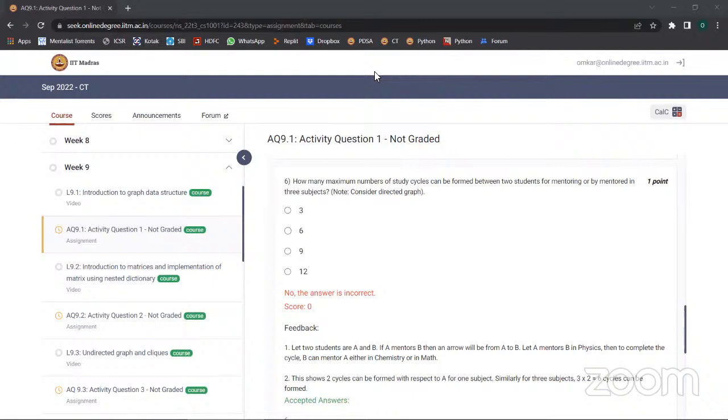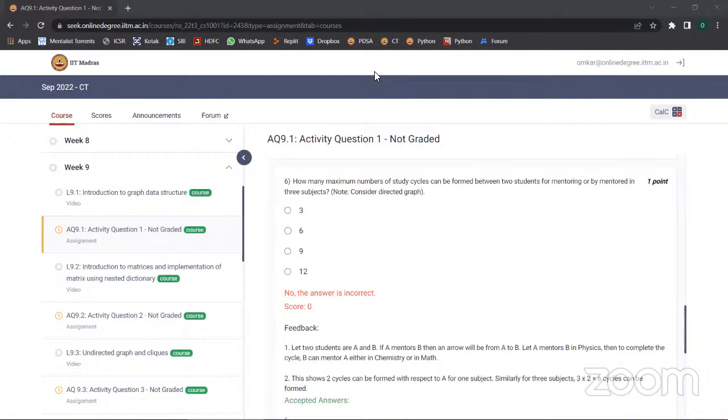No, what I meant is A can mentor B for all the 3 subjects. So there are 3 cycles in that manner. Similarly, B can mentor A all the 3. Am I right, sir? What you are saying is correct. So all these various possibilities are there. So 6 possibilities are there. That is the maximum number.